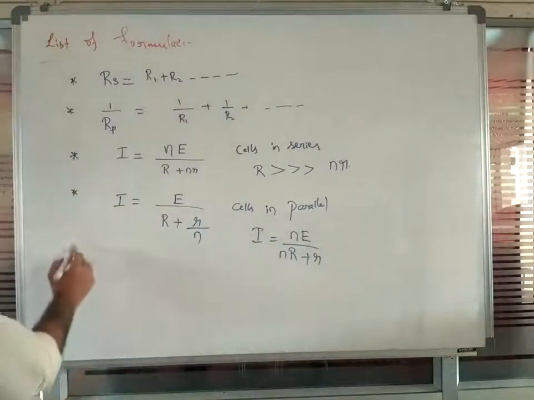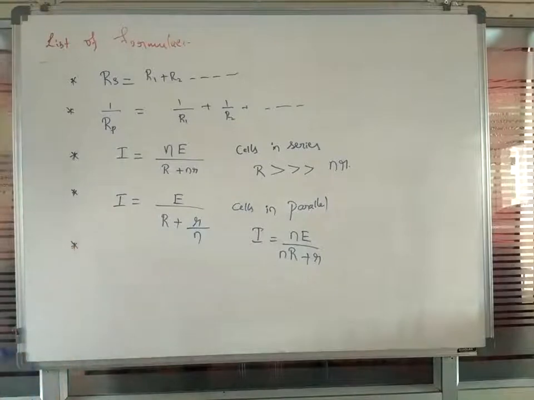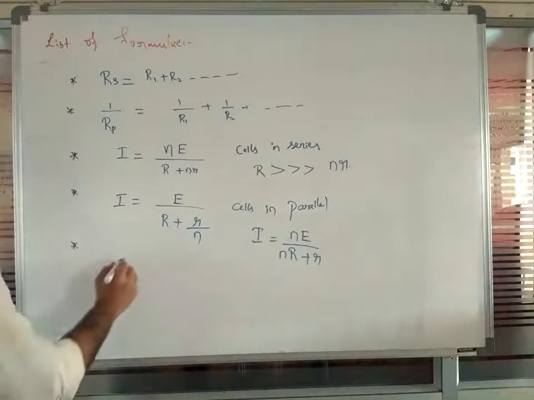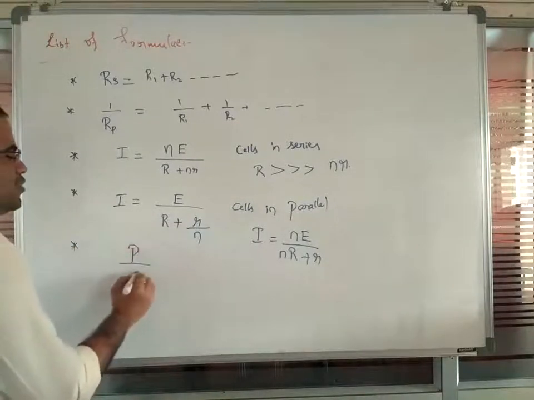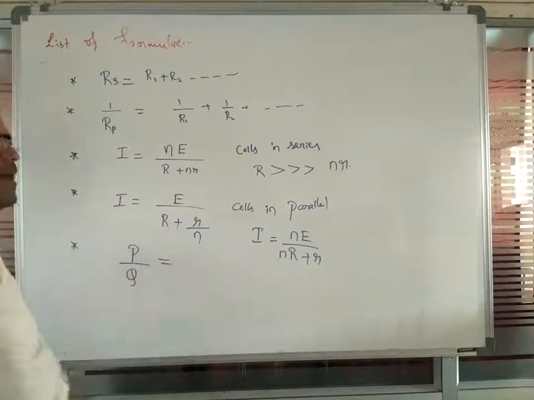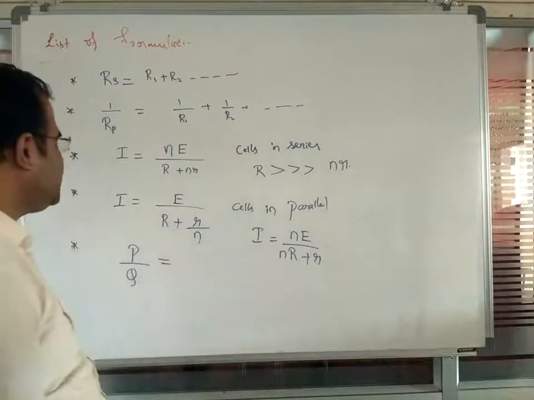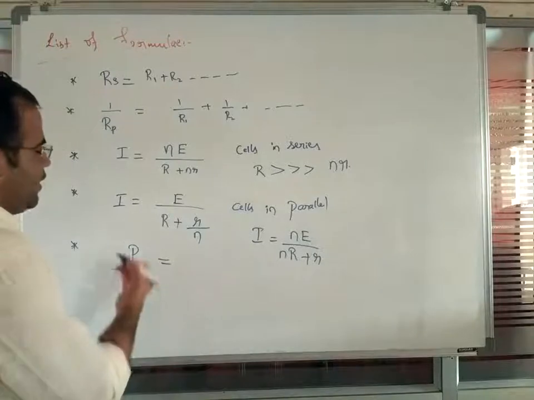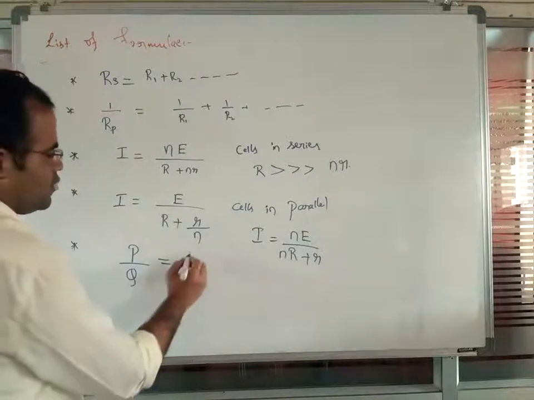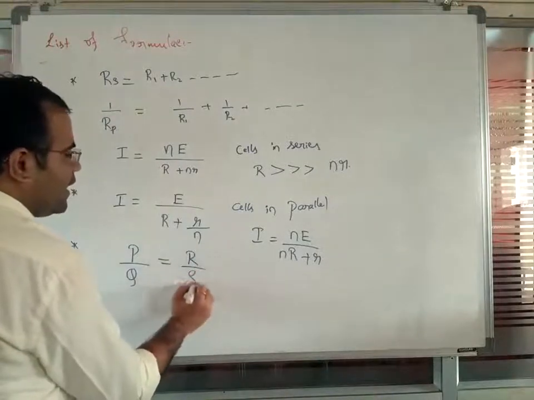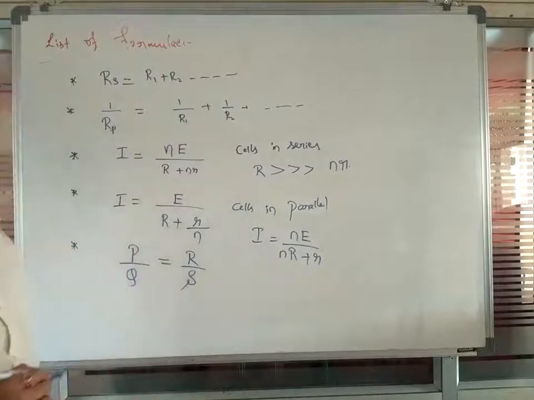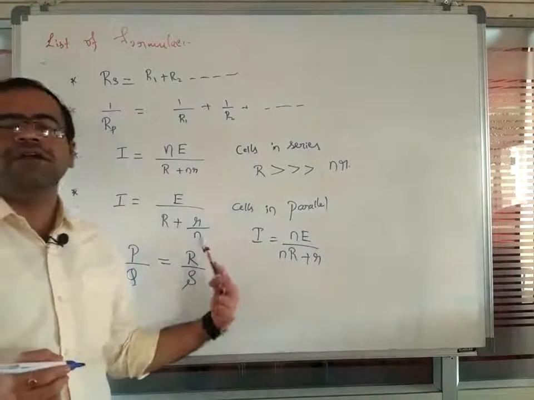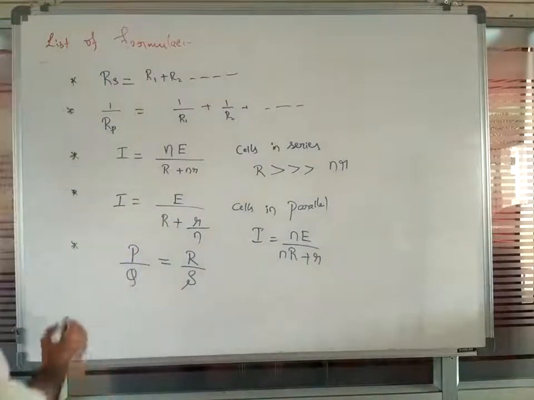After getting the cells in parallel condition, one more is very important. What is the balancing condition of the Wheatstone bridge? The balancing condition of the Wheatstone bridge is given by P divided by Q is equal to R divided by S. So this is the balancing condition of the Wheatstone bridge.